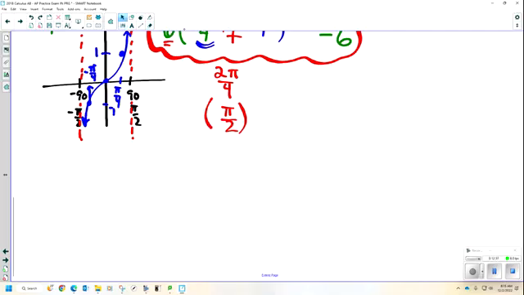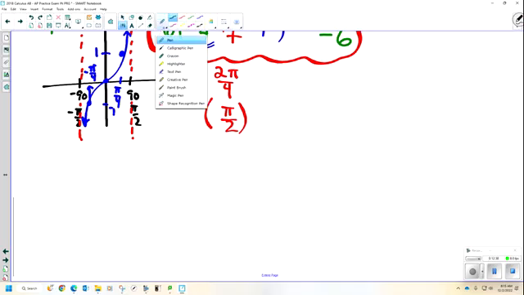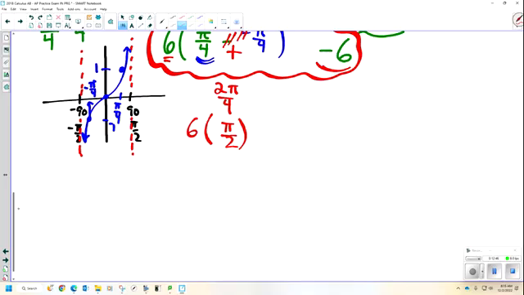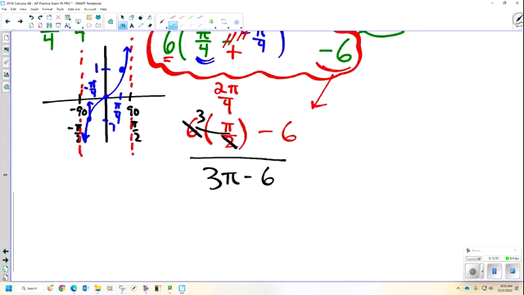I promised myself that I was going to make this look a little nicer. So here we go. So 6, and don't forget we still have this -6 up here. We can't forget about that. That -6 comes for the ride. So I know that 2 goes into 6 3 times. So I have 3 times pi minus 6. This right here is the simplest version of the area between the curves f of x and y equals 3. That area of the region R is 3 pi minus 6.